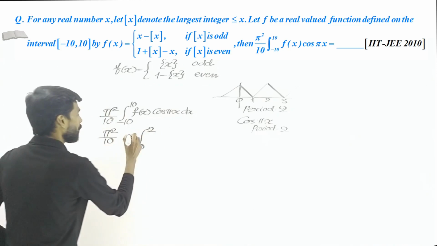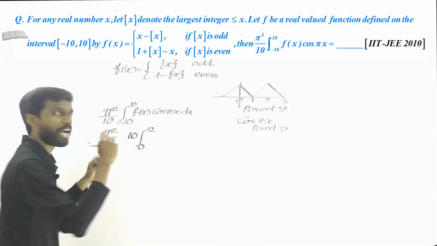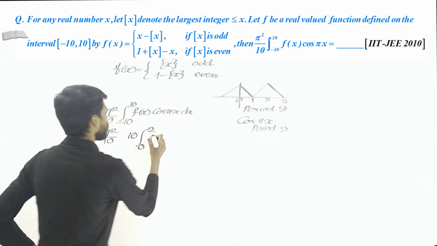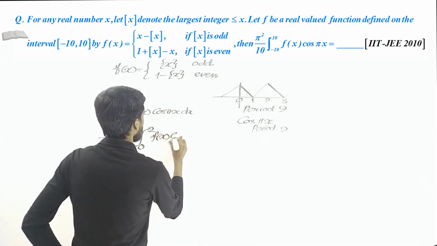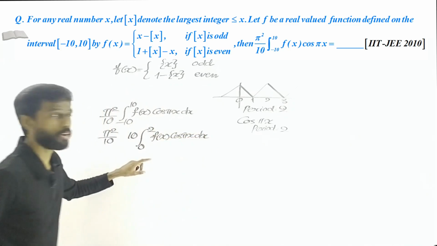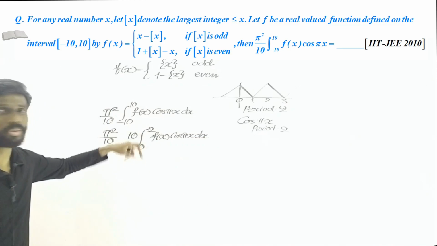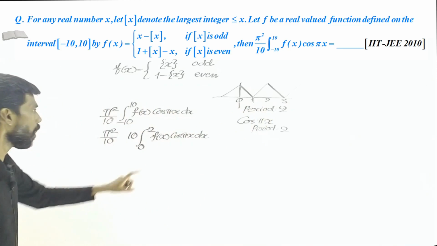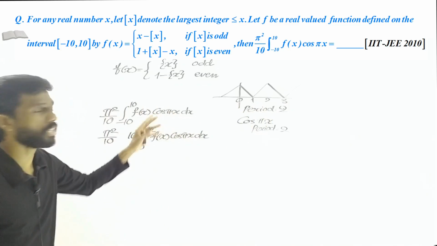Now that should be multiplied by 10. So totally we have length 20, right? 10 multiplied by integral 0 to 2, the same function f of x cos pi x dx. Okay, so we only have to find this integral now, because 0 to 2 we can easily integrate. So only in this interval we have to find. Okay, yes. Now what is cos pi x function in the interval 0 to 2?